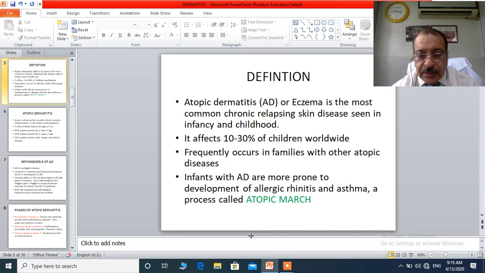Infants with atopic dermatitis are more prone to develop other allergic disorders like allergic rhinitis and asthma in the later part of childhood or adolescence, and this is popularly known as the atopic march. That is, one allergic condition progresses to another allergic condition like rhinitis and asthma.